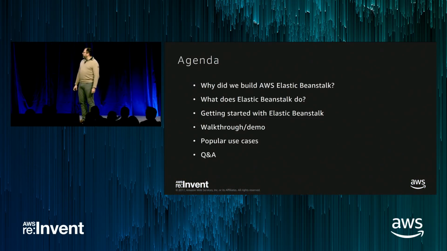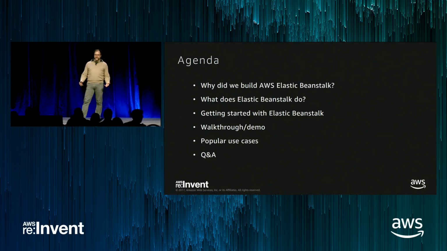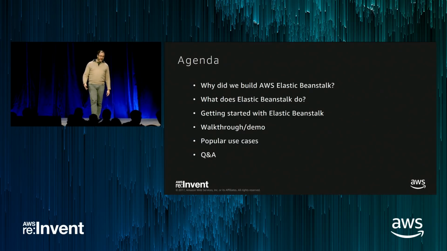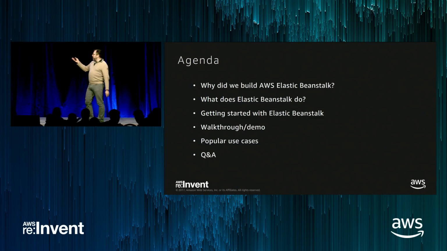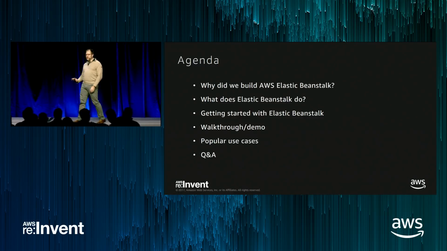But this is what we're going to talk about today. We're going to spend some time talking about why AWS chose to invest in something like Elastic Beanstalk, what we think it's for. We're going to talk about what it can do for you. We're going to talk about how you get started. We hope that that's really simple, so that part won't take very long. In fact, my part of this overview is going to be really quick.